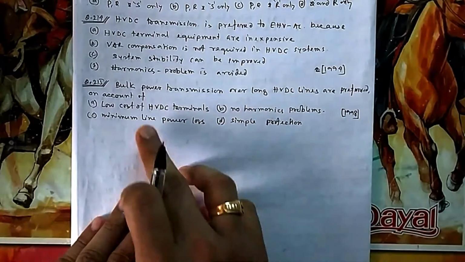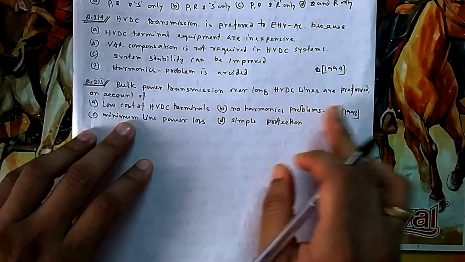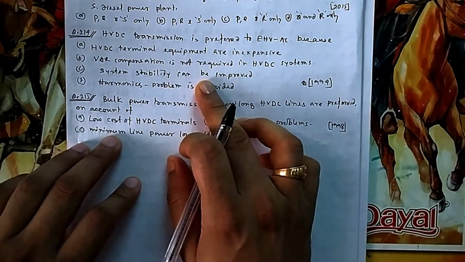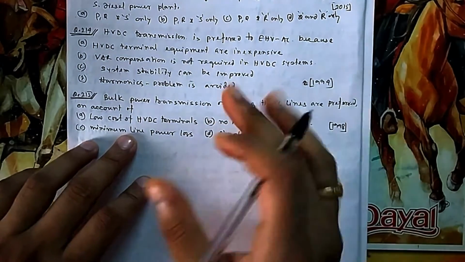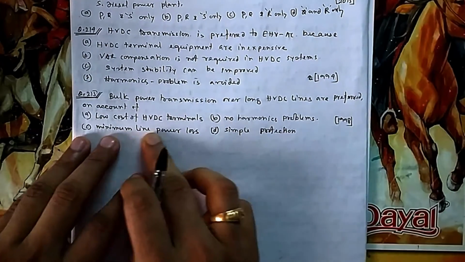Now if you come to 215, bulk power transmission over an HVDC line is preferred on account of. So what is the benefit of an HVDC line? Stability can be improved, and another, the main thing is that the loss can be minimized because there is no LC. So losses can be minimized. Therefore minimum power loss.